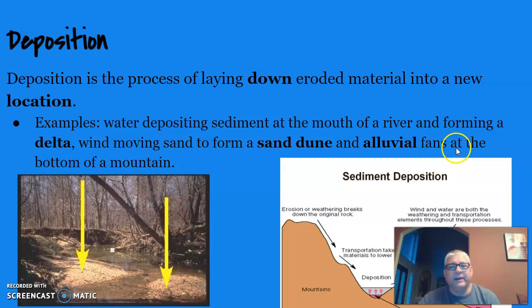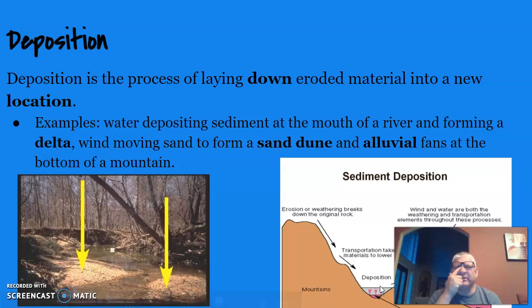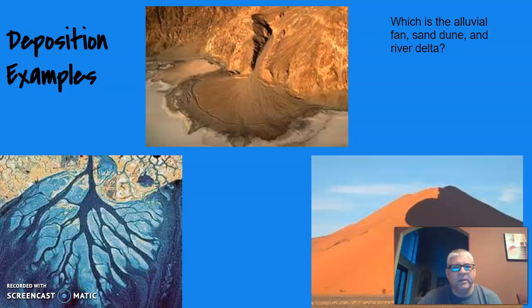And alluvial fans, here's a mountain. This is the deposition that takes place. It's just the sand or rock that ends up going down the mountain. That makes an alluvial fan. Alluvial fans, some rocks are very soft, and it doesn't matter if it's on a mountain or not, but it's going to go down the hill. And it almost looks like a river delta at the bottom of a mountain.